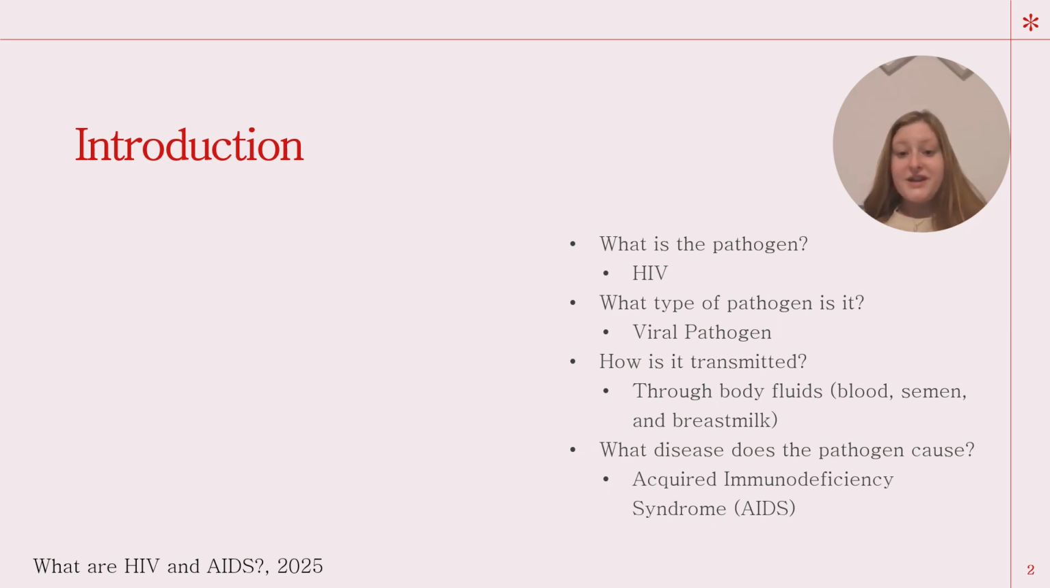So the pathogen that I chose is HIV. What type of pathogen is it? It is a viral pathogen. It is transmitted through body fluids such as blood, semen, and breast milk. And the disease that the pathogen causes is acquired immunodeficiency syndrome, or AIDS.